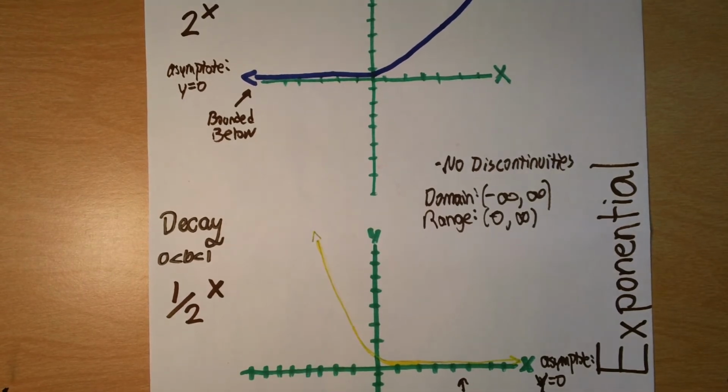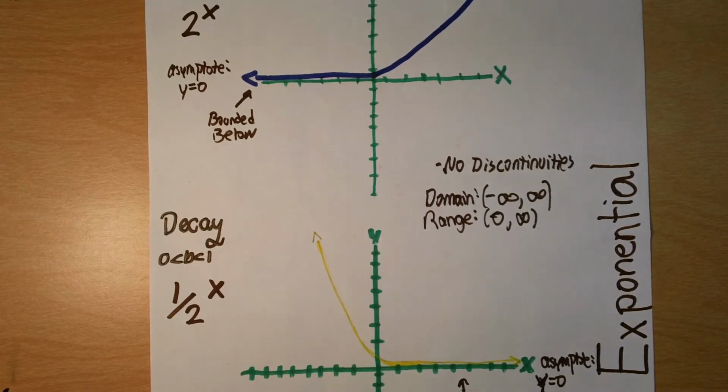The end behaviors are flipped. With growth, as x approaches infinity, y does too. And as x approaches negative infinity, y approaches 0. However, with decay, as x approaches infinity, y approaches 0, and as x approaches negative infinity, y approaches infinity.